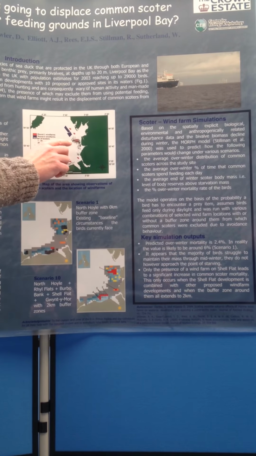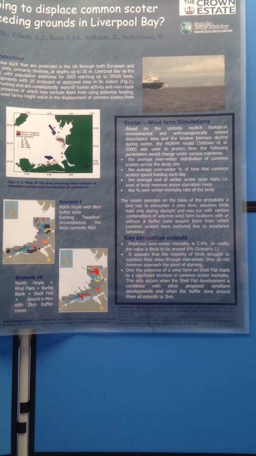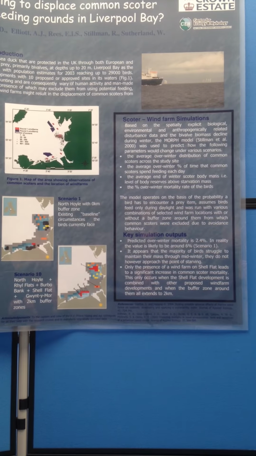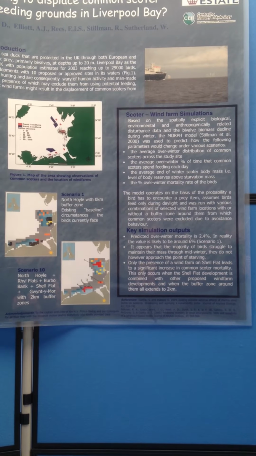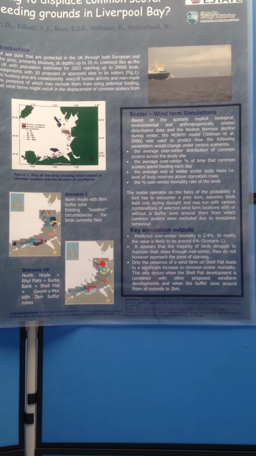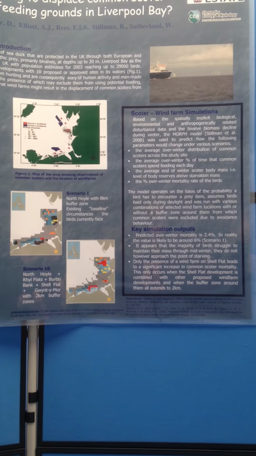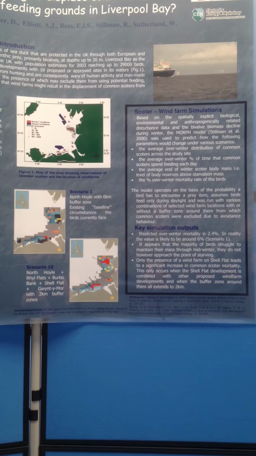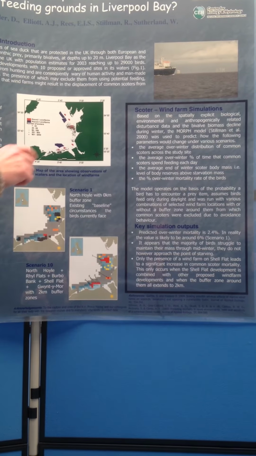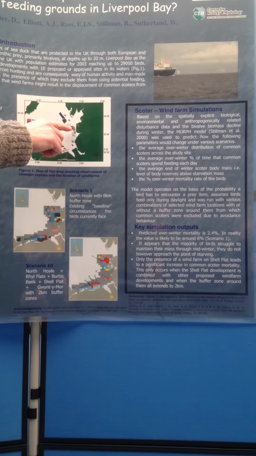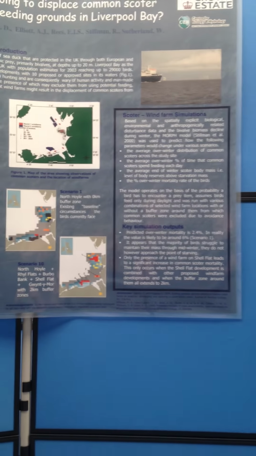And obviously that's maybe not quite so surprising because this co-occurs with an area of the highest concentration of scoter. So the conclusions from our findings were if you were to construct Shell Flat, this would have a negative and detrimental effect on the population of common scoter in Liverpool Bay. The birds would be displaced away from the main feeding area, an area that was used by a large proportion of the population. And the outcome of that was that the wind farm developers then moved the proposed site for development to the north to avoid the main concentration of birds.